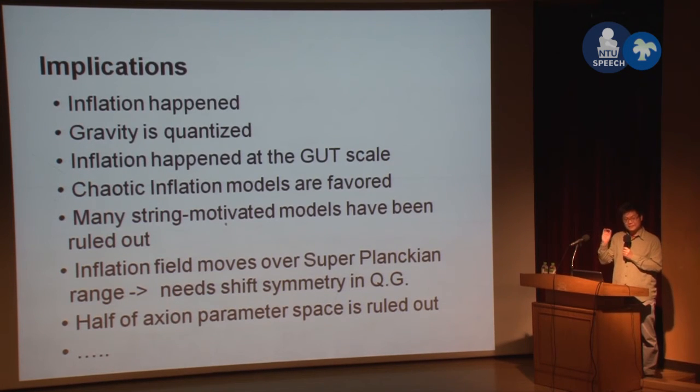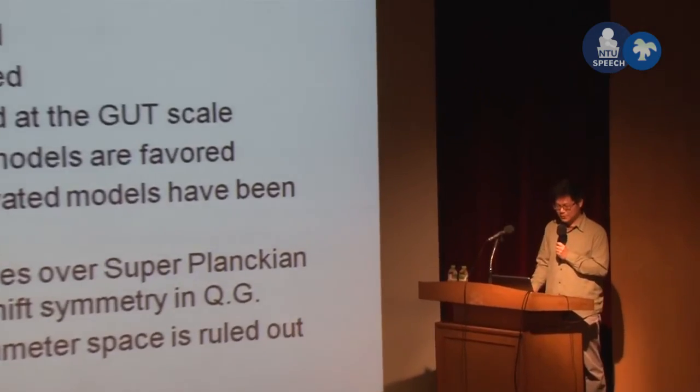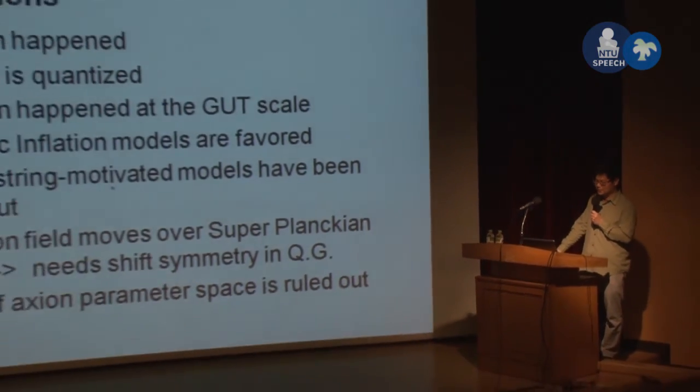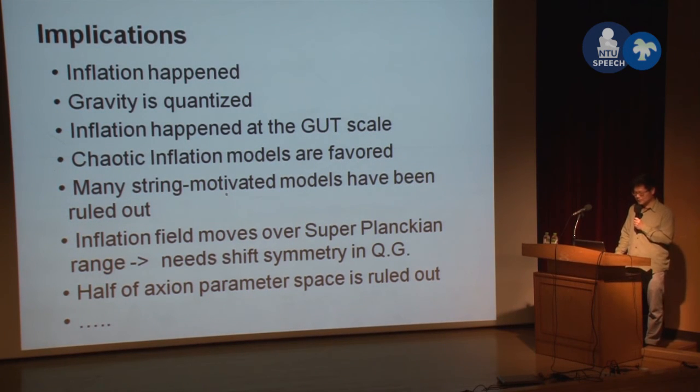So implications, if our interpretation is correct, that the B mode we observe is dominated by gravitational wave, primordial B mode, then these are the implications. Inflation happened, gravity is quantized, and inflation happened at the grand unification scale, and chaotic inflation models, the polynomial type potential, are favored. And many string motivated models have been ruled out. And many were pretty good looking models. And also the inflaton has to move over a super Planckian range. And the implication is it needs symmetry in the ultimately unified quantum gravity theory.